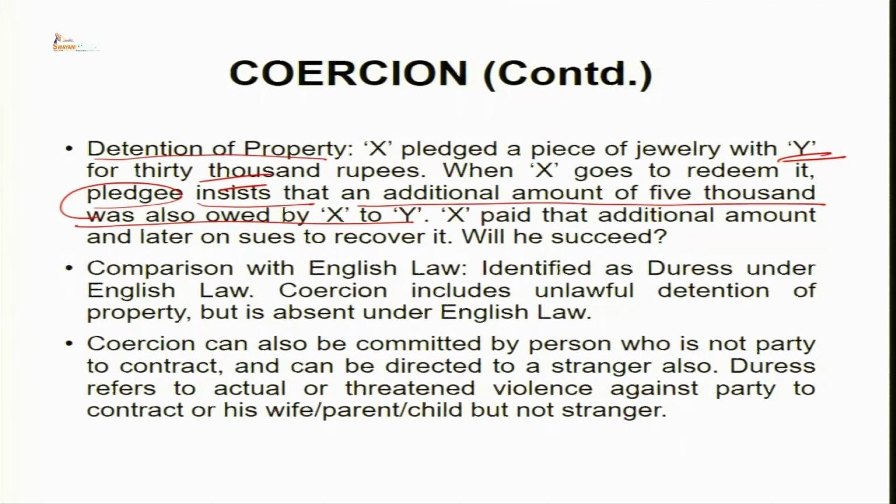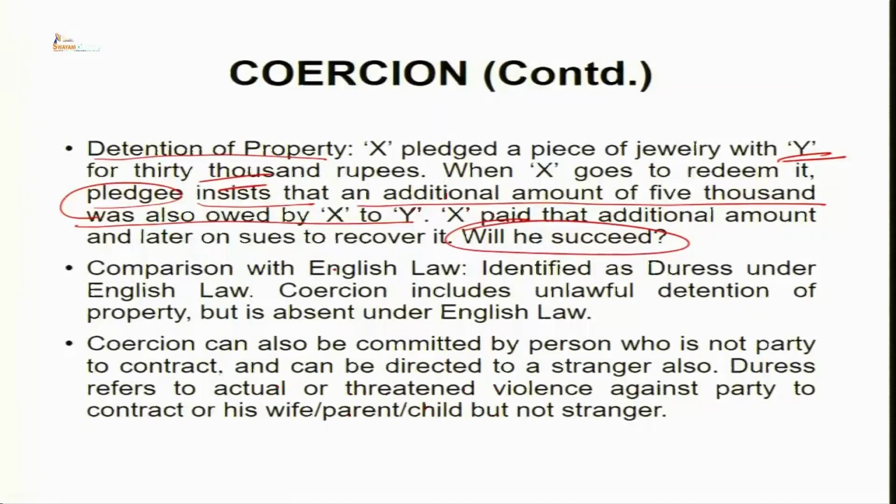So you have to give the 30,000, because you had pledged your piece of jewelry with me and I had given you 30,000. If you want to get this piece of jewelry back, apart from what you owe me in the form of the amount which you had borrowed, you also have to give this 5,000 additional to me. At that juncture, in order to get the jewelry back, X paid that additional amount, but he later sued Y in order to recover that amount.